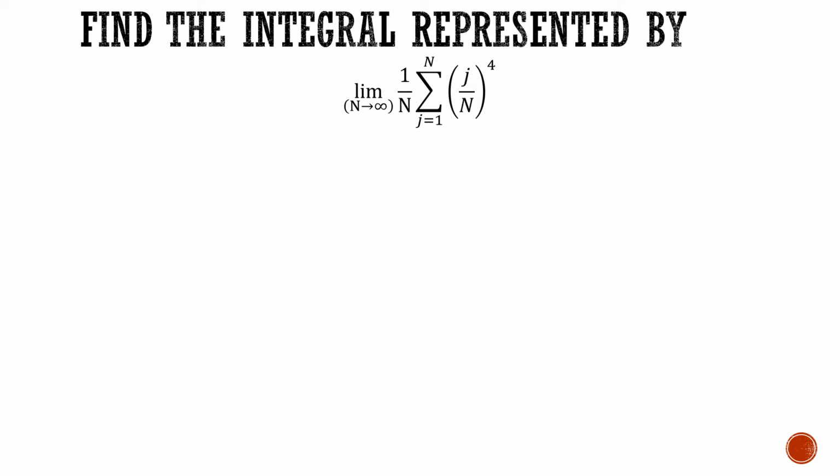Alright, so the next thing is a little bit different. They want us to find the integral representation of the summation. It's different because they didn't actually write the summation out for us. They're giving us a condensed summation form. So we have the limit as n approaches infinity, which tells me that I'm integrating, because I'm getting all my little rectangles and adding them all up, of 1 over n, summation from j equals 1 to n, of j over n to the fourth.